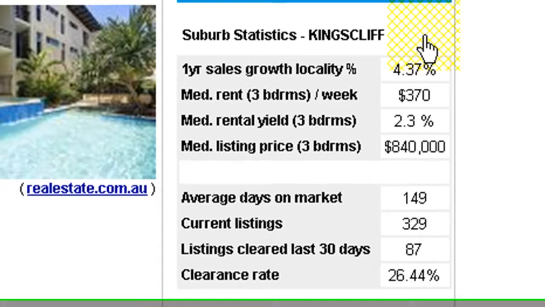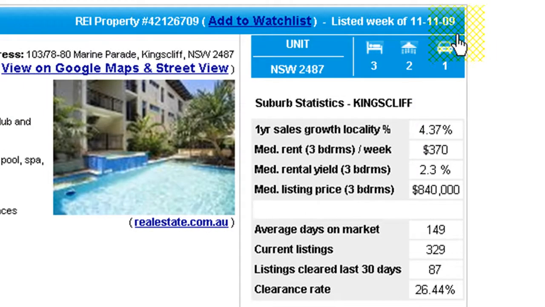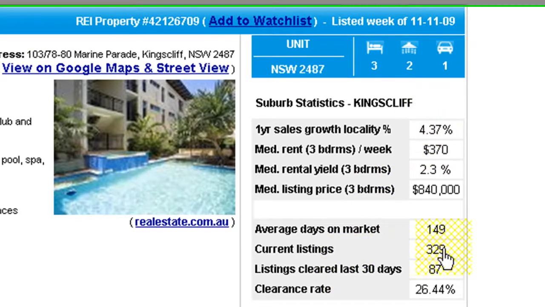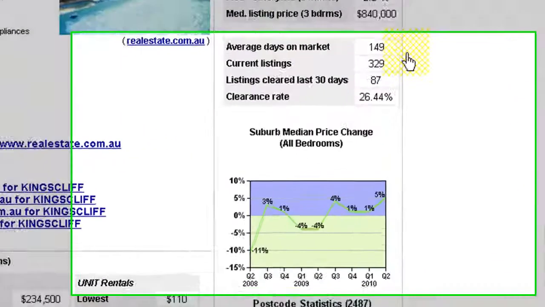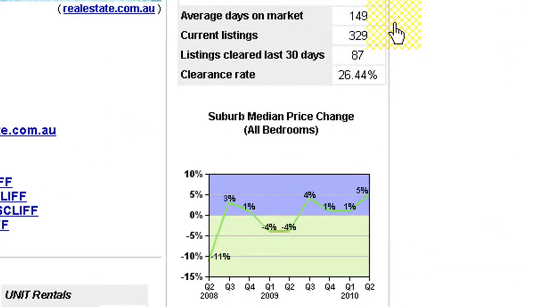If we go to the top of the listing here, we can see it's been on the market since the 11th of November last year. That's obviously pretty key when we're negotiating. If we know that information, it helps us to know how motivated the vendor is. When we scroll down to the days on the market statistics, this is live market information that's completely unique to Investor Search. So we can tell you right now that in Kingscliff, the average property is sitting on the market for 149 days, or almost 5 months.